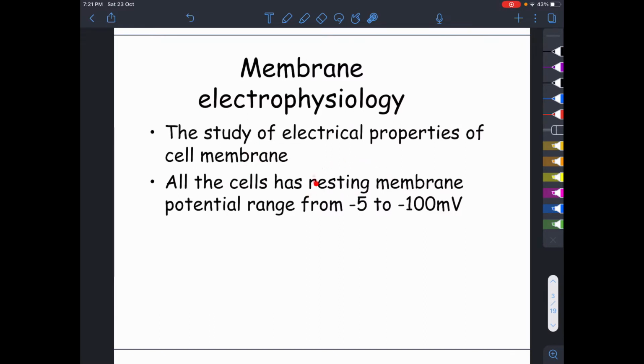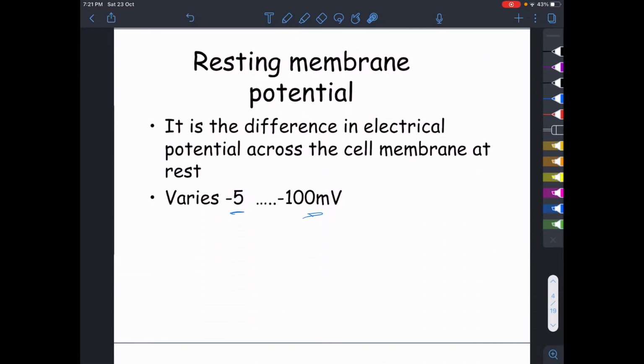The cell has a resting membrane potential ranges from -5 to minus 100 millivolts depending if it was a nervous tissue or a muscle. طيب resting membrane potential is the difference in the electrical potential across the cell membrane at rest. يعني إذا كانت السيل at rest راح يكون عندنا من -5 إلى -100 millivolts.